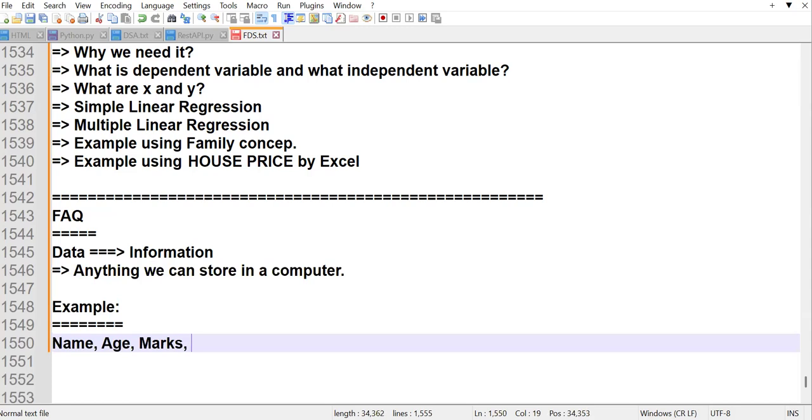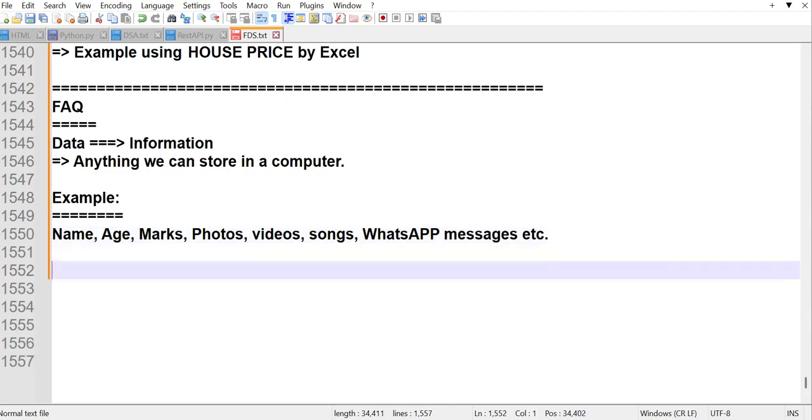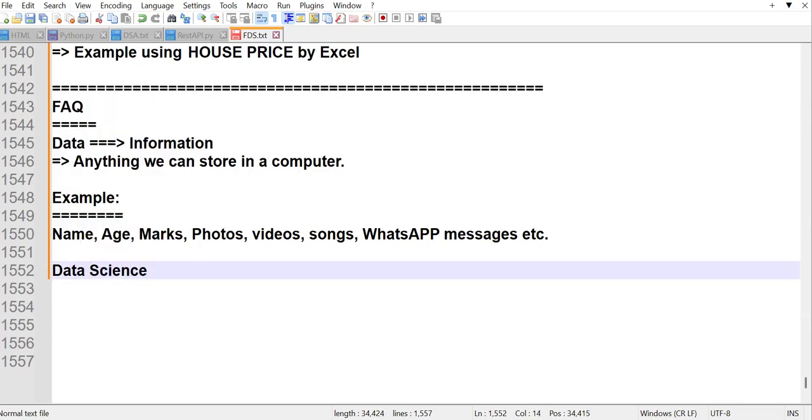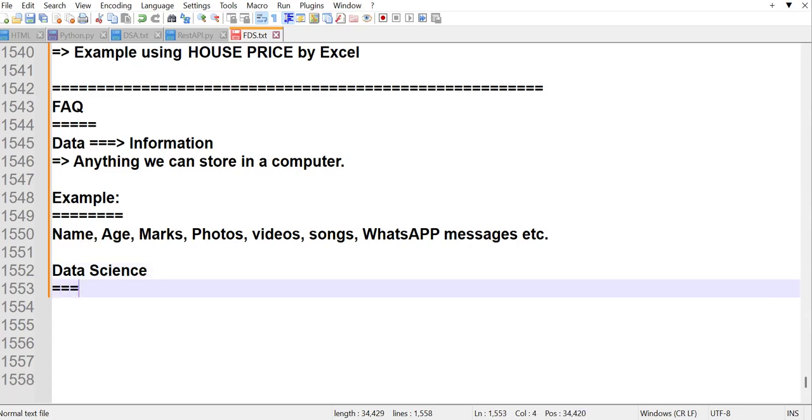Marks, photos, videos, songs, WhatsApp messages, etcetera. So these are examples of data. And next, if someone asks you what is data science, I already told you about this, but for revision purposes, let's try to understand it also.